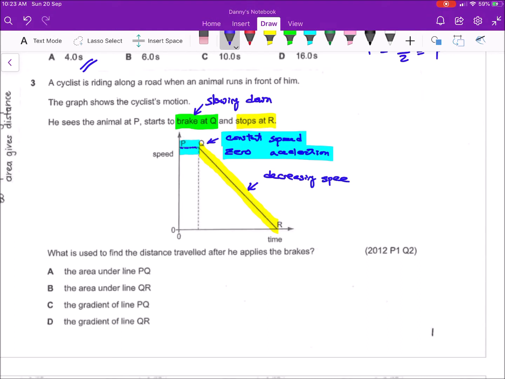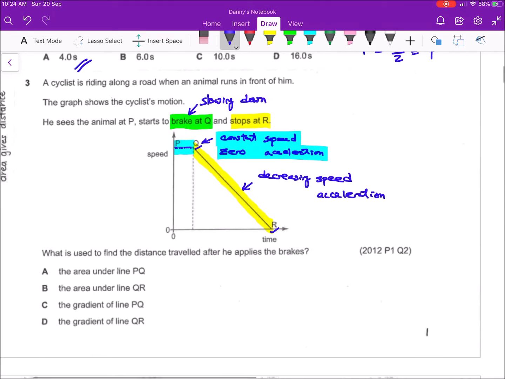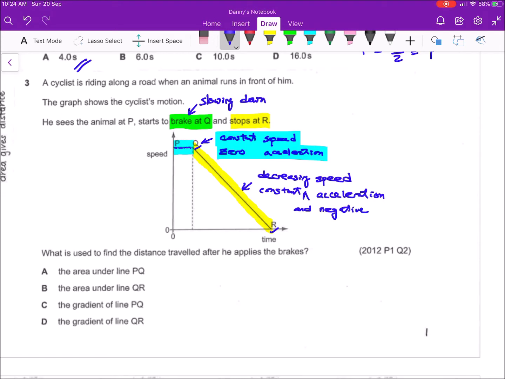Simple as that. And then we need to talk about acceleration as well, right? So when we talk about acceleration, like I said, you just need to ask yourself, how is the gradient? So if you look at this QR line from Q to R, the gradient is constant, right? Because it is a straight line. So we say that this acceleration is also constant. Now what is interesting is that the gradient between Q and R is also negative. So in another word, this acceleration is negative as well. So just add in the adjective, it is constant and it is negative acceleration. For those who are better, you can even convert it to constant deceleration.